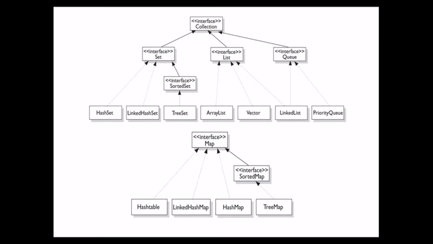This is the entire structure of the Java collections. Basically the collections are grouped into 4 categories. First is your set collections, then you have your list collections, then you have your queue collections, and then you have your map collections. The set, list, and queue all implement the collection interface. This is the root of all the collection interfaces that we will be seeing.